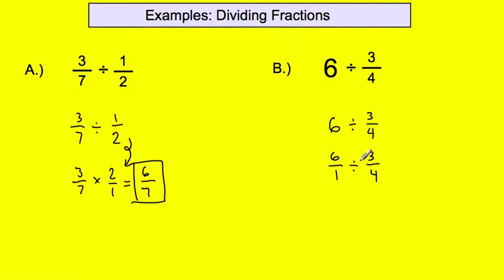So now I've taken this original problem and rewritten it so that I have fractions. And now I'm going to rewrite it again as a multiplication problem. So the dividing sign becomes multiply, and now I'm going to multiply by the reciprocal of the divisor. So that turns over into 4/3. And at that point, we're ready to solve this problem. 6 times 4 equals 24. 1 times 3 equals 3. 24 divided by 3 equals 8.